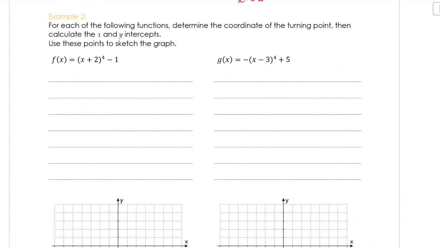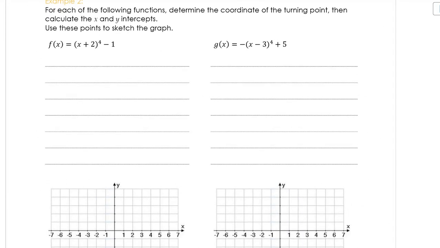Now, when you are graphing a quartic, you're still going to need the same information that you always need. So you need a turning point if you've been given one, and then your x and y intercepts as well. So for this one here, we'll solve for our x-intercepts first.